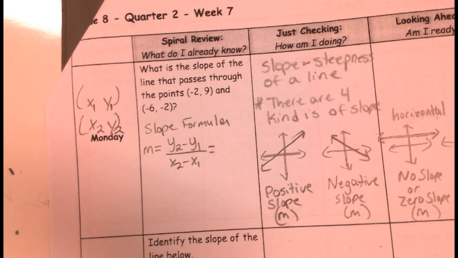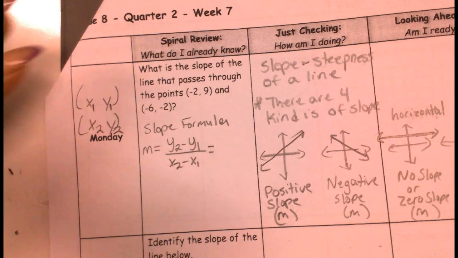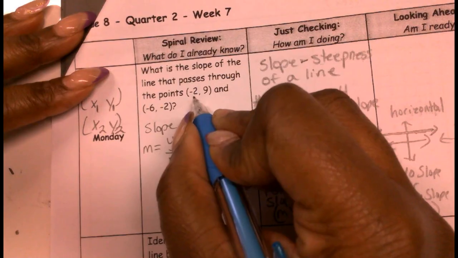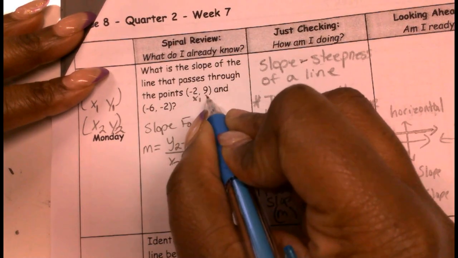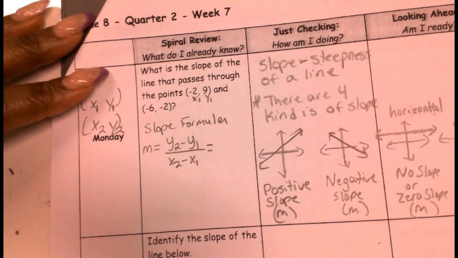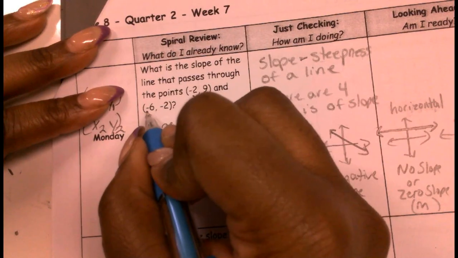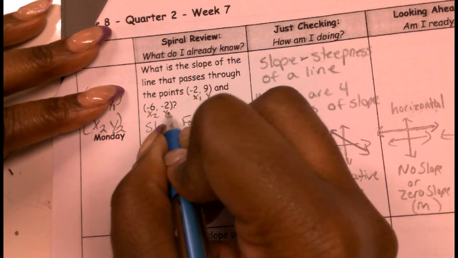So let's label the two points that they give you. Again, the first point you label as x1, y1. This is the first point. Your second point you label as x2, y2.